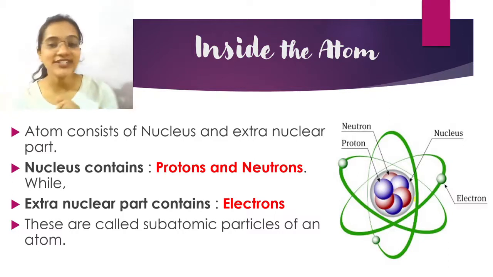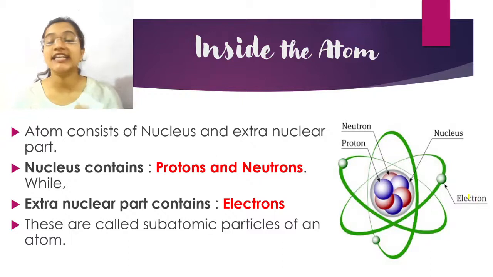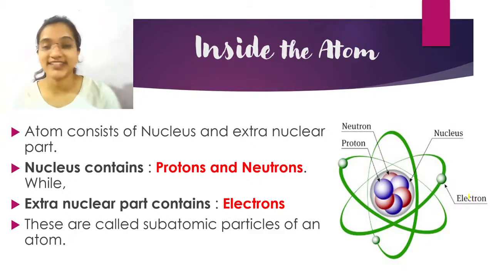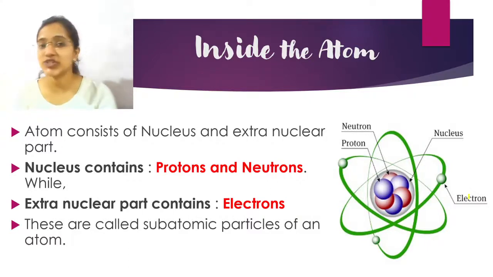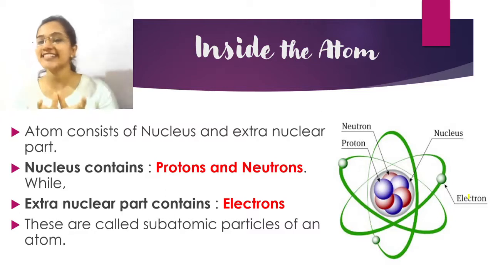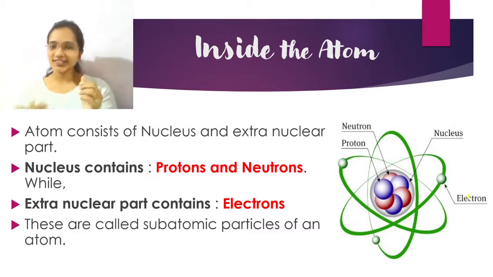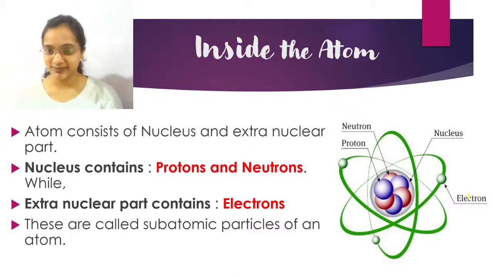And around the nucleus there is the extranuclear part. In the extranuclear part, we can see that there are electrons which have negative charges, and these electrons are revolving around the nucleus in their particular orbits. If you see this structure carefully, you should remember the solar system. In the solar system, at the center there is the sun, and all the planets are revolving in particular orbits around the sun.